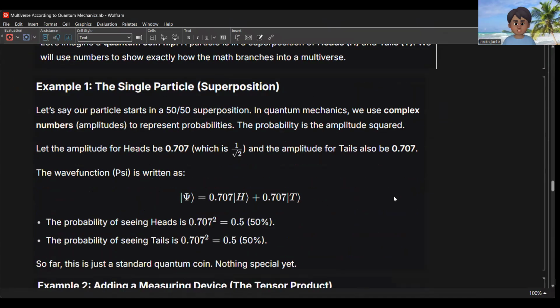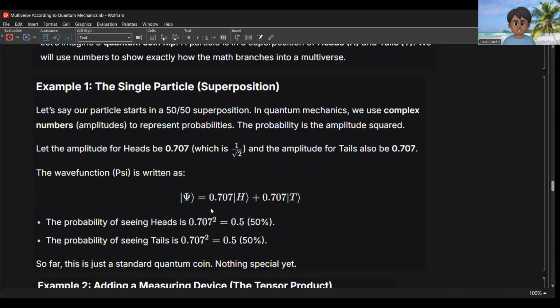So example one, the single particle superposition. Let's say our particle starts in a 50-50 superposition. In quantum mechanics, we use complex numbers, amplitudes, to represent probabilities. The probability is the amplitude squared. So let the amplitude for heads be 0.707, which is 1 over square root of 2, and the amplitude for tails also be 0.707.